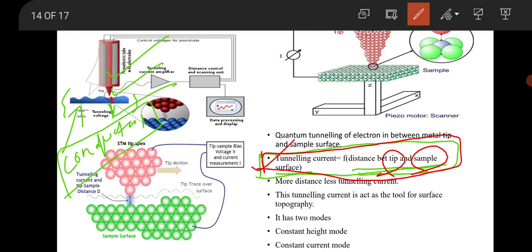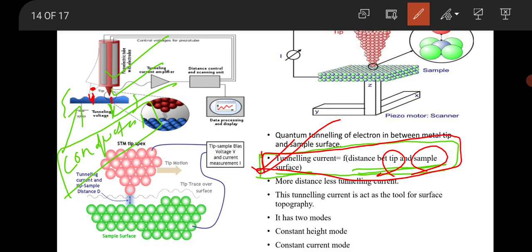Suppose the tip comes to this portion. Now the distance between the tip and the sample surface is more because there is a dip in the surface. This leads to more tunneling current. So the tunneling current will indicate how much separation there is between the metal tip and the surface of the sample. That is the straightforward point.